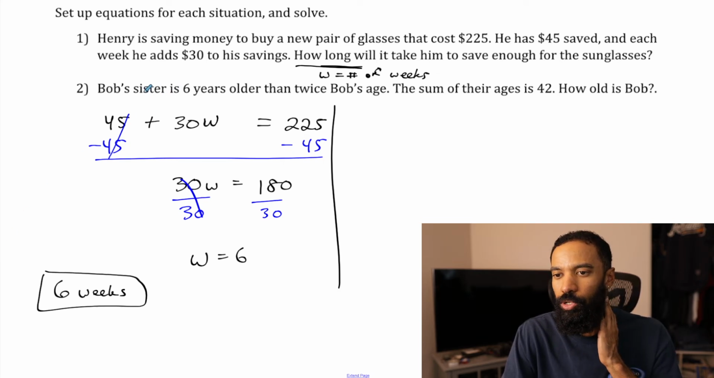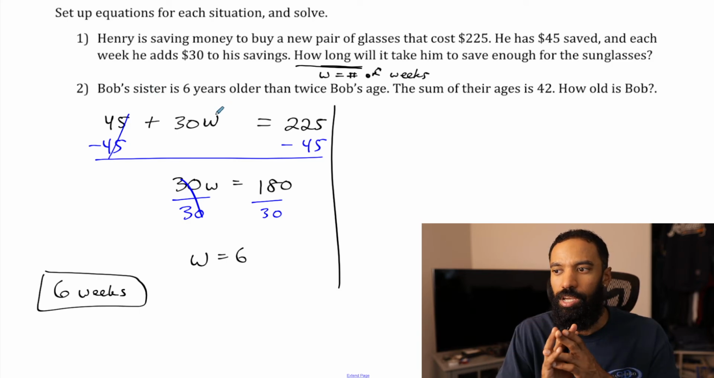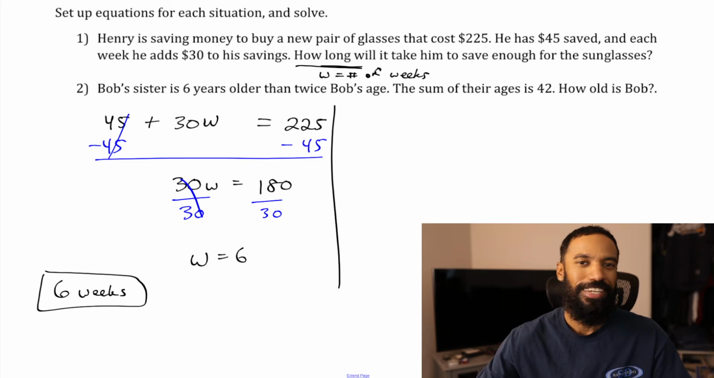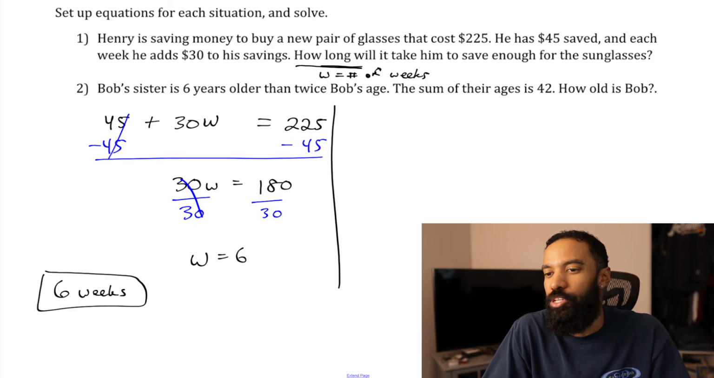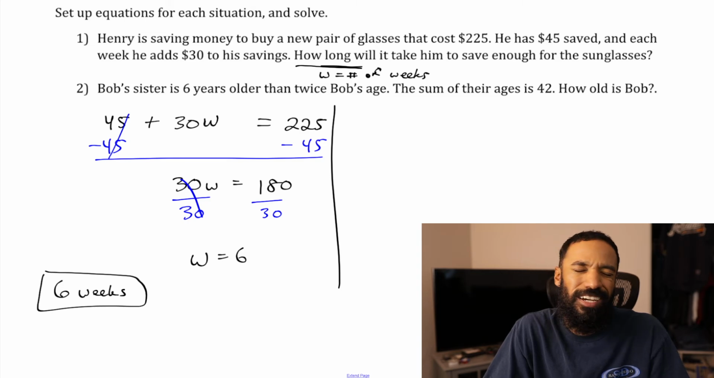Okay, last one, number 2. Bob's sister is 6 years older than twice Bob's age. The sum of their ages is 42. How old is Bob? And then a period. This is me typing it, so it's my own typo. Bob's sister is 6 years older than twice Bob's age. Oh, that's a lot of things to say.